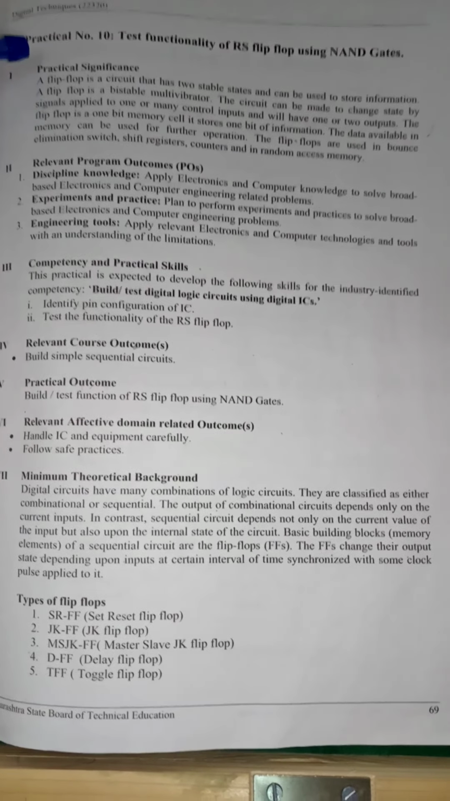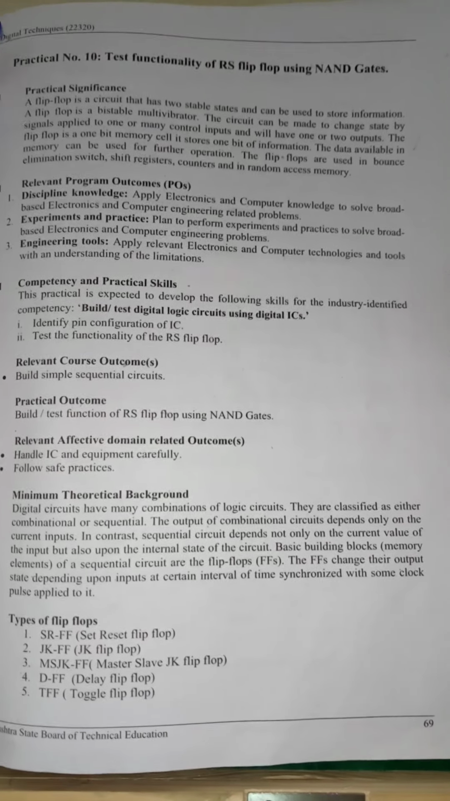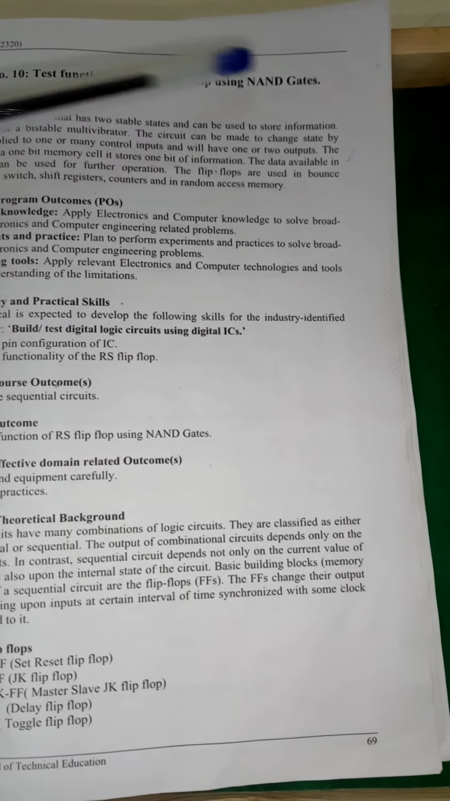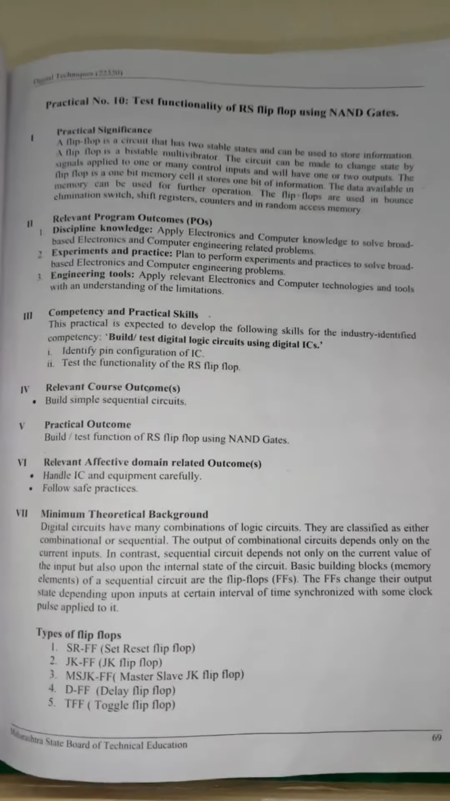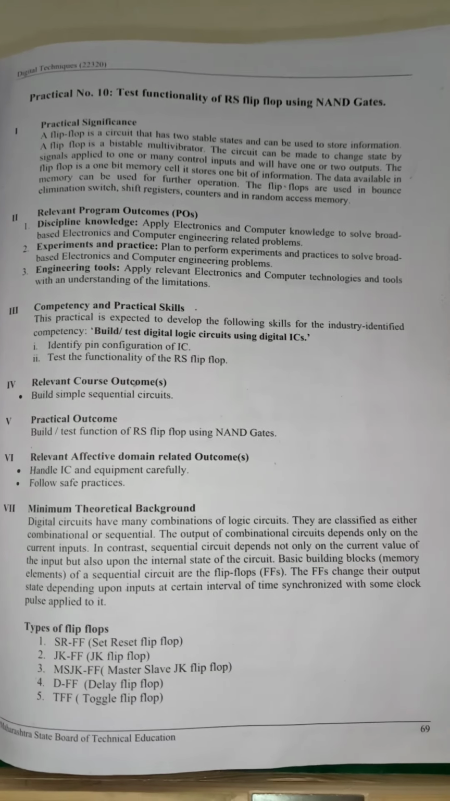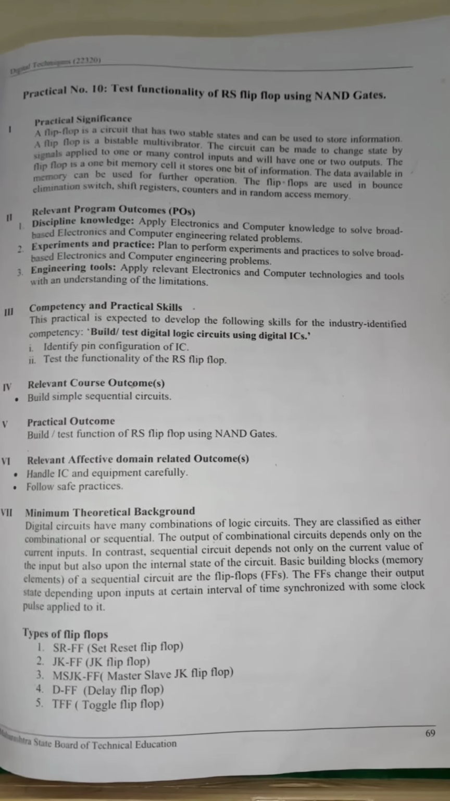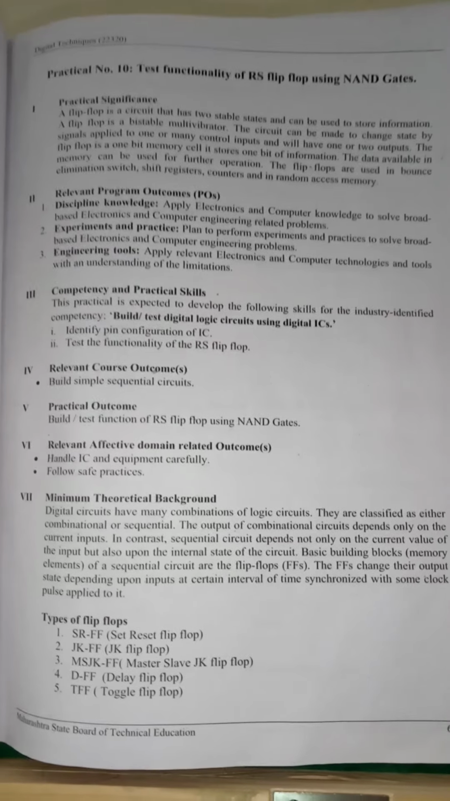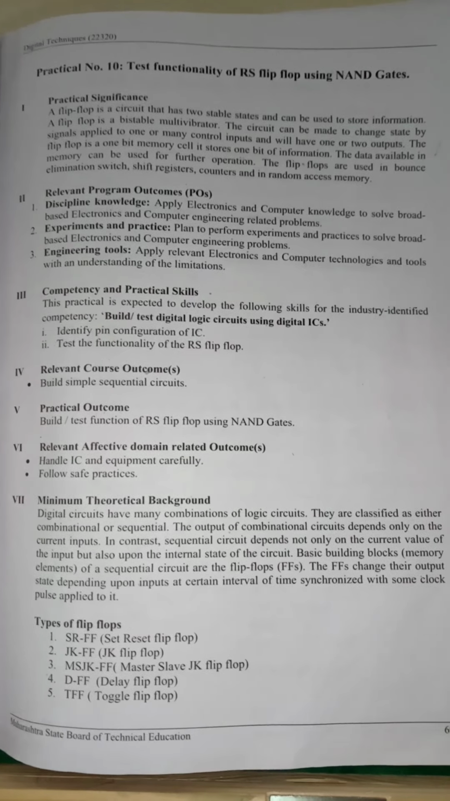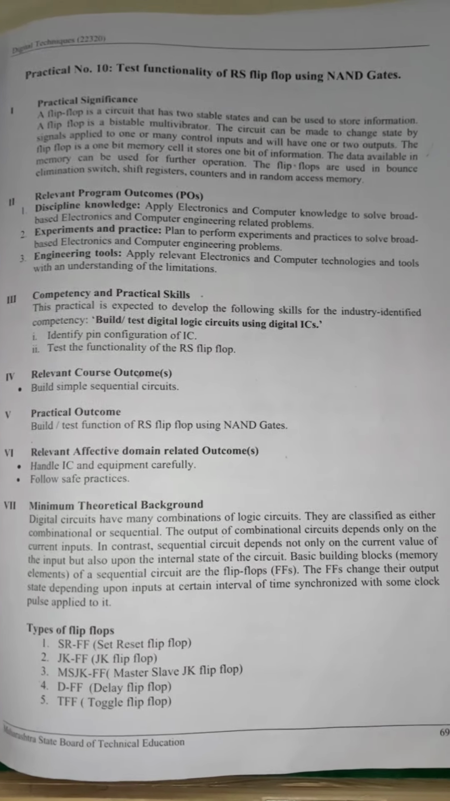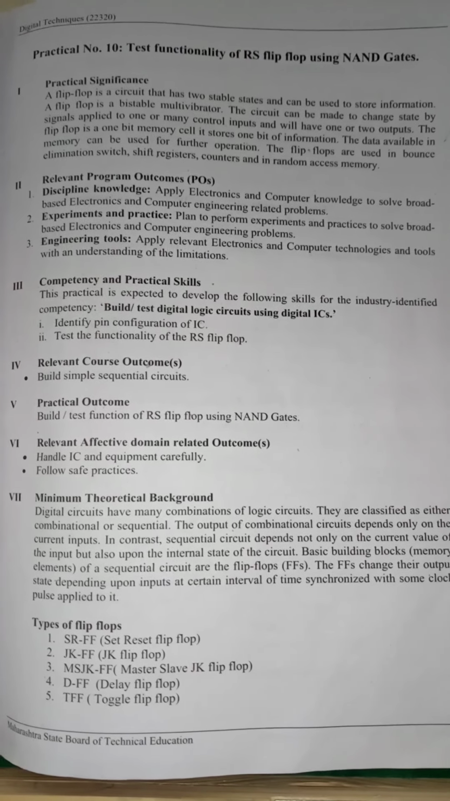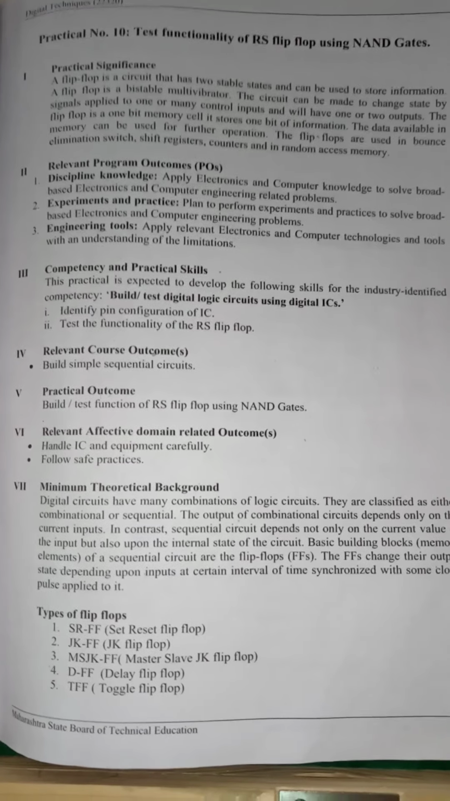Now we will perform practical number 10, that is, test the functionality of RS flip-flop using NAND gate. So RS flip-flop basically gives only two states, that is set and reset, which is used in a bounce elimination switch. Also it is used in shift registers and counters to switch the states.